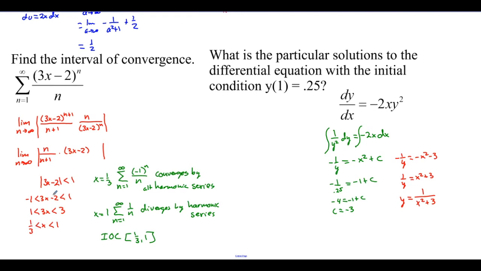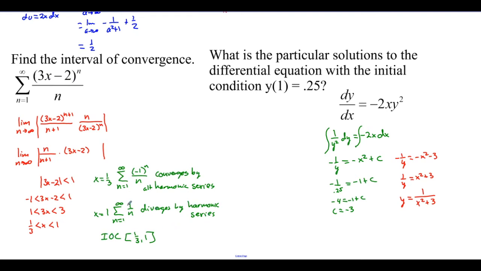Now, one of these makes this negative 1, and the other one's going to make this 1. Now, when that happens, let's see. Well, no, we're going to check 1/3. 1/3 of 3 is 1 minus 2 is negative 1. So this converges by alternating harmonic series. When we plug 1 in, we get 3 minus 2. That's 1 to the n, which is just 1. So this diverges by harmonic series.